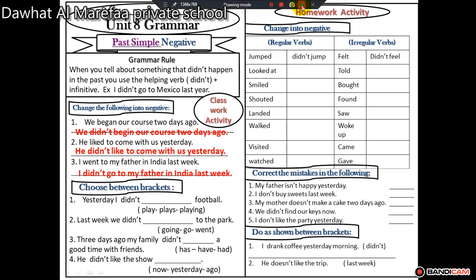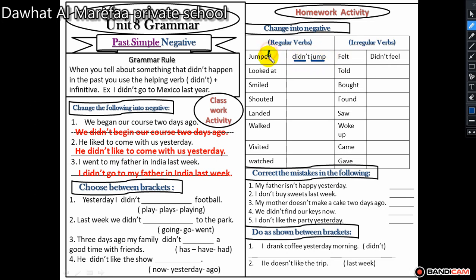Okay, guys, so let's see here. As you see, didn't, and the verb will be jump. We don't add ed. We omit the ed. Here, felt, it will be didn't feel. So, what is the basic form for felt? Which is the past, it will be feel. And you have to know it, and you have to keep this. Okay.